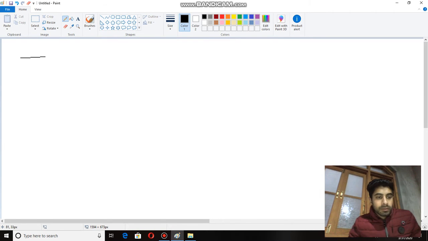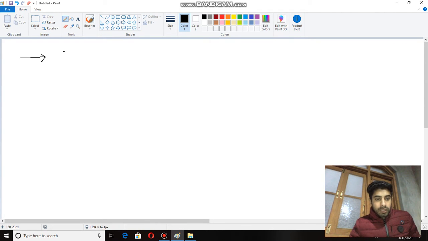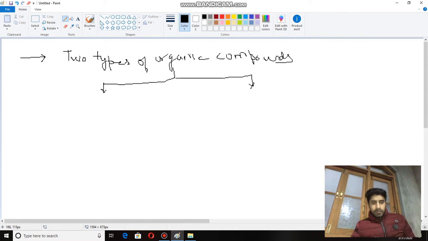In the last video we talked of some examples and now we are moving further. So there are two types of organic compounds. This classification is based upon the type of bond between the carbon atoms. What do I mean by that? I mean that two carbon atoms can have single bond, two carbon atoms can have double bond or triple bond.